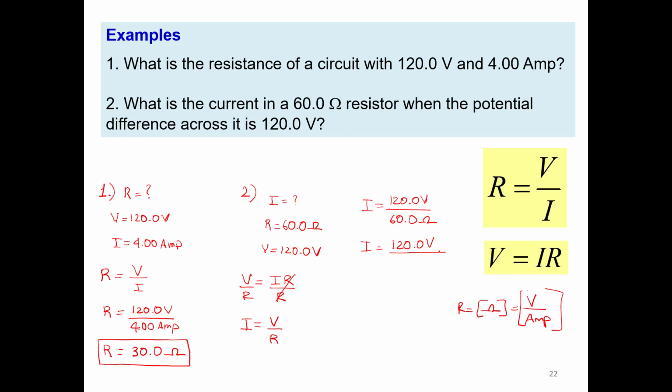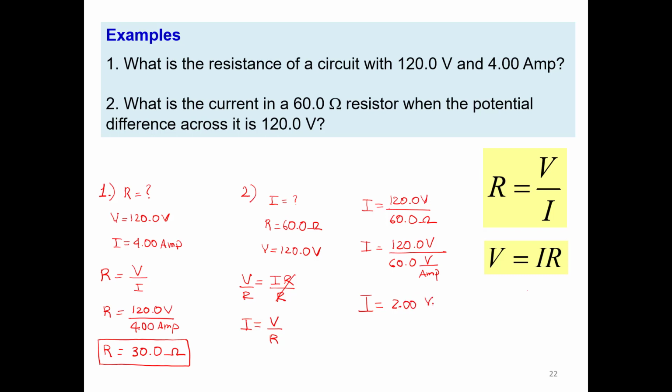Then it will be 120.0 volts divided by 60 ohm, where ohm corresponds to voltage over amp. And let's solve this one. Then 120 divided by 60 will be 2.00. And let's see what happened with the units.